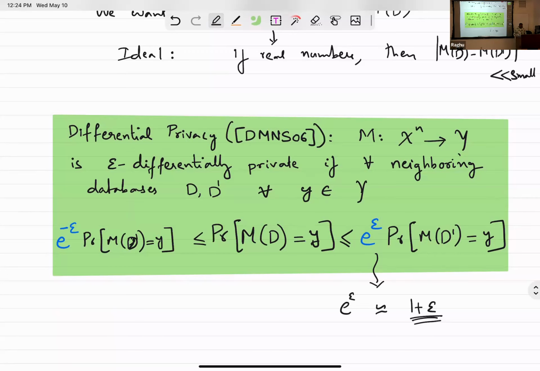All right. So you're saying the chance that my mechanism outputs a value is multiplicatively close to what happens under D prime and D. And as I said, e to the epsilon is basically like 1 plus epsilon. If you think of epsilon as being 0.01, they're always within small multiplicative factors.